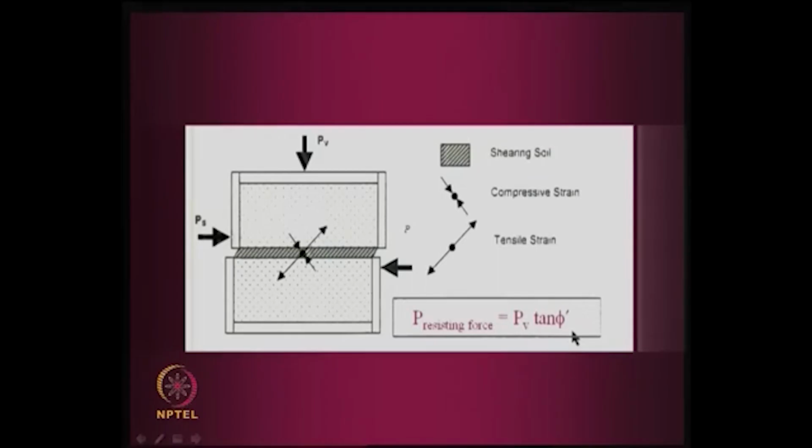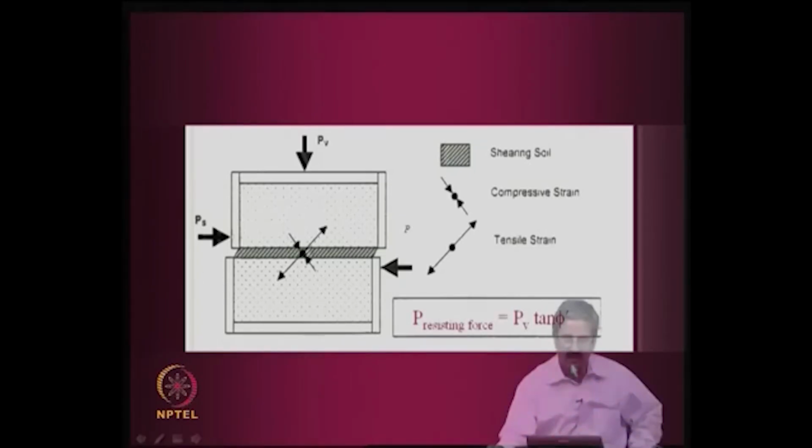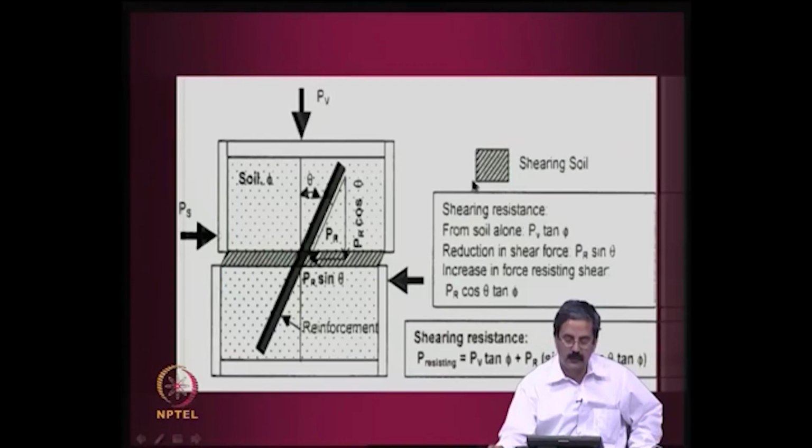We know the friction angle of the soil, and shear strength equals sigma tan phi. It is not strength now, it is just a force only, because we know the area of cross section. So, we try to put it like this. Now, what is happening here? If you put in a reinforcement, what is happening?